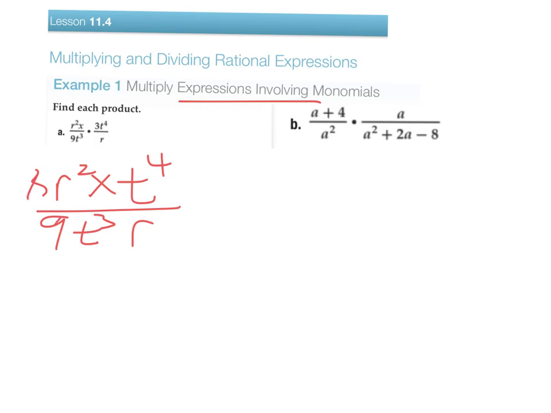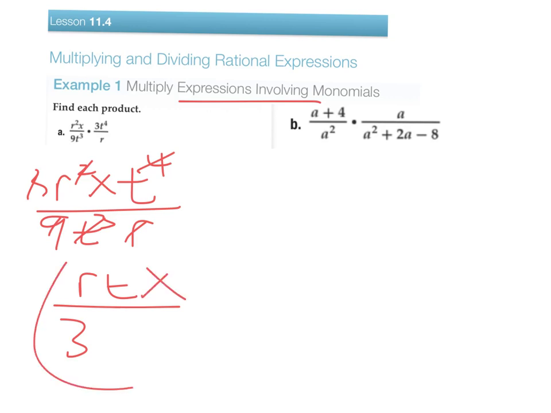3 goes into 9 3 times, so I have a 3 on the bottom. The r squared goes into the r, so that gives us an r on the top. We have 4 t's and 3, so 3 get canceled with those 4, so we'll have a t on top. And the x doesn't cancel with anything, so it stays on top, and so we have our answer.